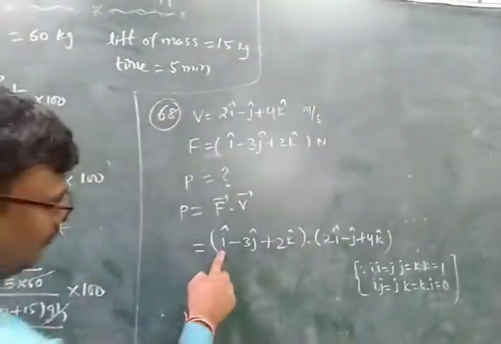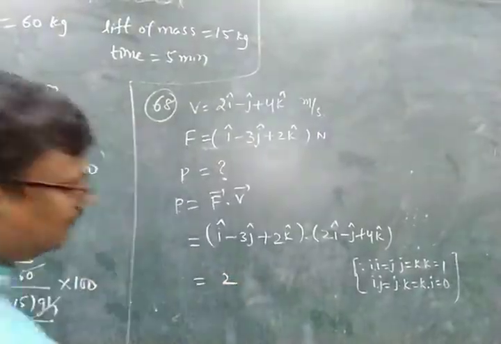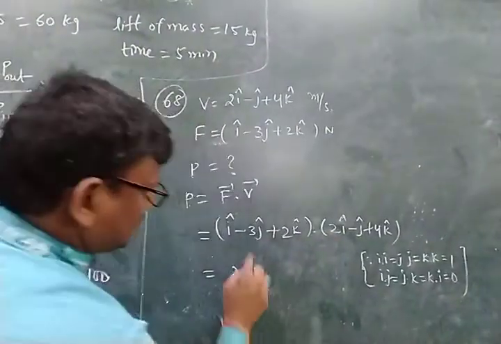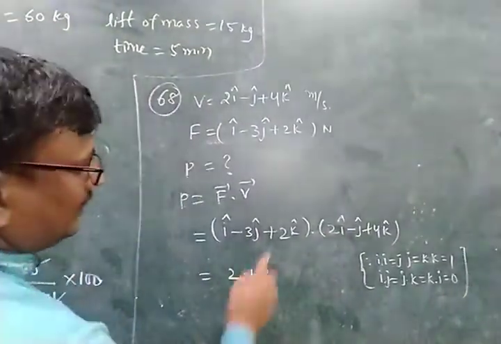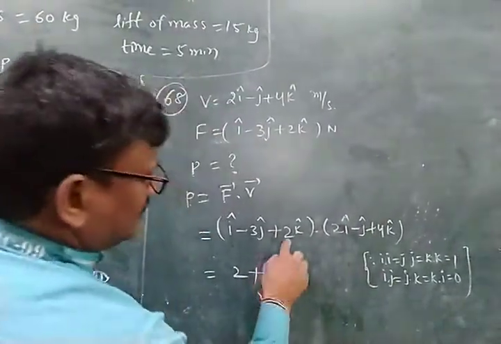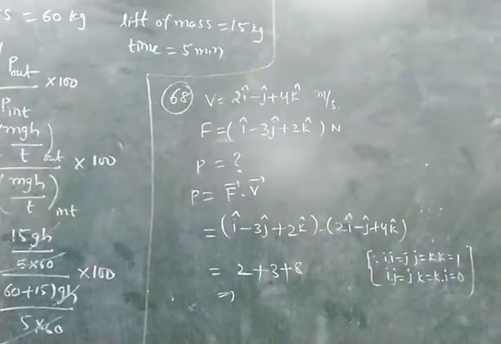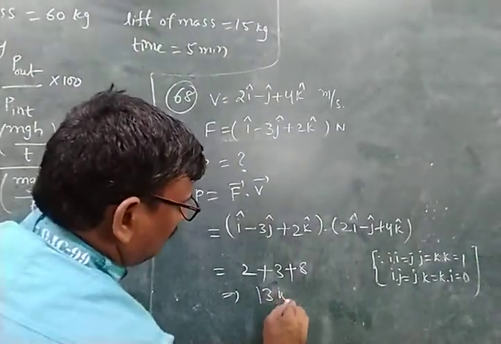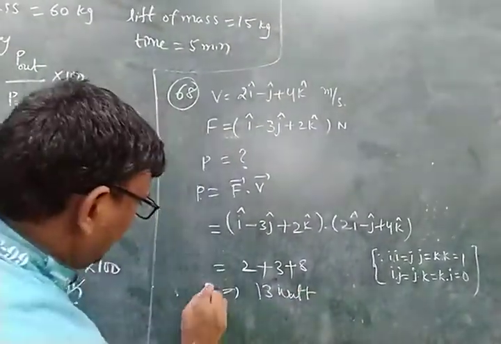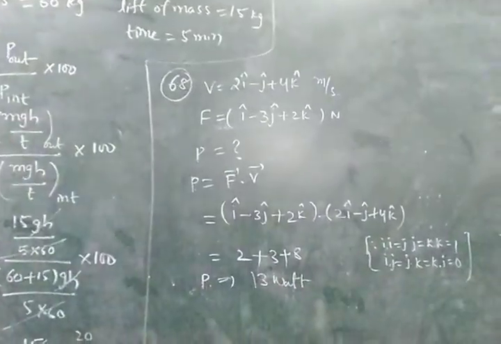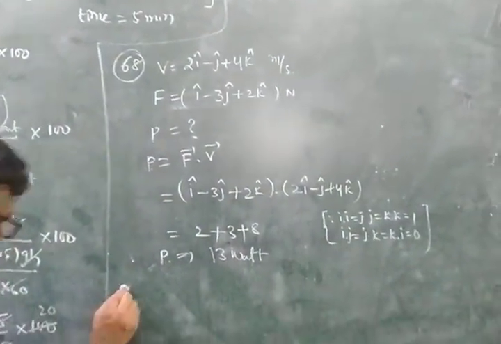Now again, 1 into 2, 2. Minus into minus plus 3 into 1, 3. Plus into plus plus 4 into 2, 8. That is equal to 8 plus 3, 11, 11 plus 2, 13 watt. This is the power of the engine. Next, see the 71.